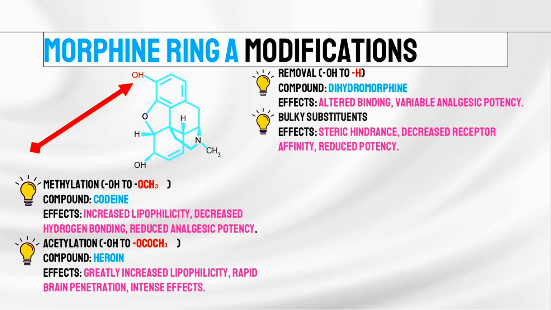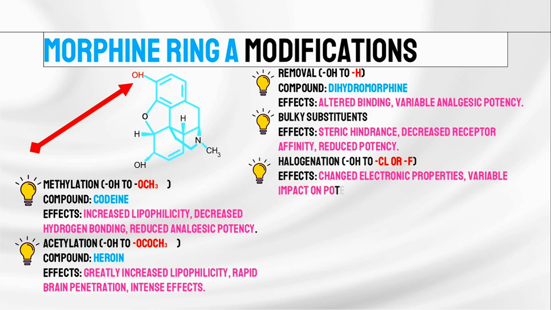Fifth journey, halogenation: electrifying changes. Swapping the hydroxyl group with halogens like fluorine, F, or chlorine, Cl, leads to intriguing outcomes. Changed electronic properties: halogens tweak the electron distribution within the molecule, altering how it interacts with receptors. Variable impact on potency: depending on the specific halogen, the compound might become more or less potent.